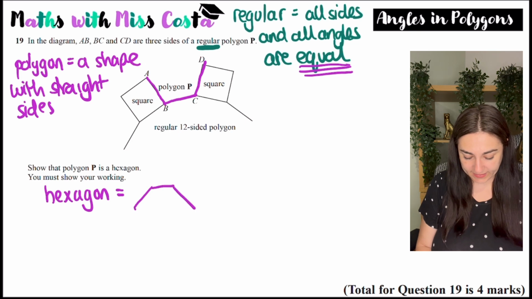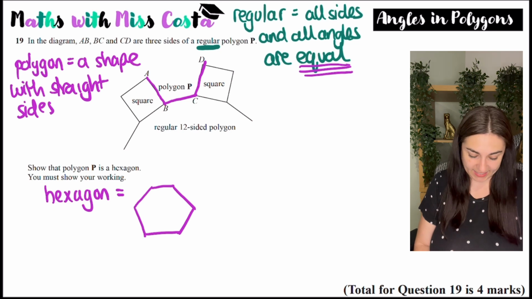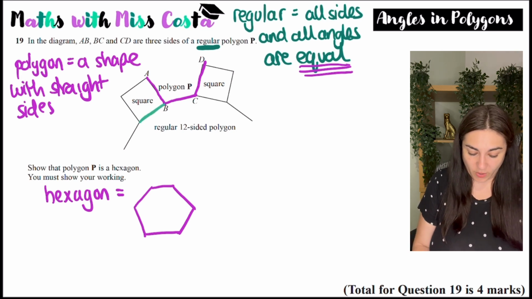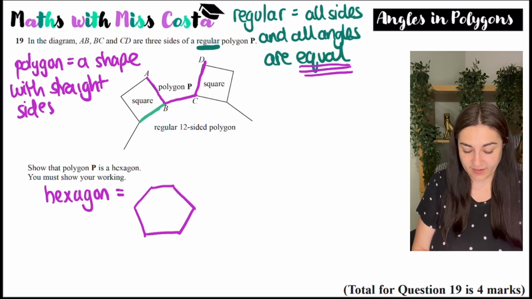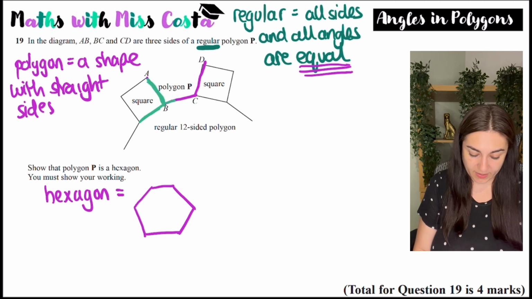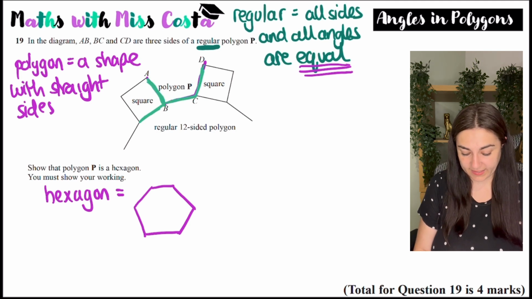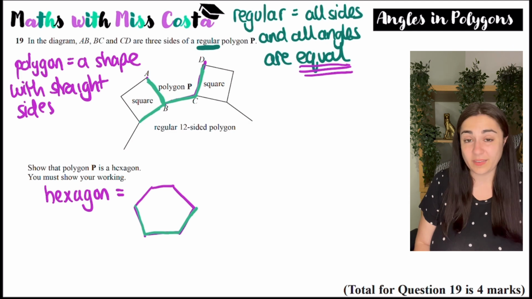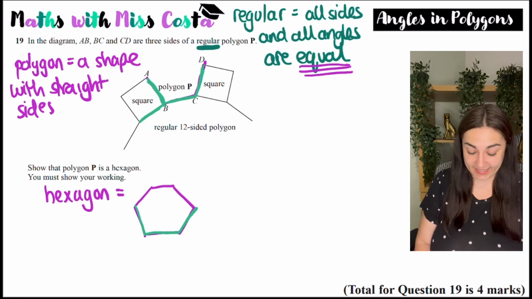A hexagon has 1, 2, 3, 4, 5, 6 sides, and well, it doesn't actually say it's going to be a regular hexagon, but it would be, because over here, this side is the side of the square and the polygon over here, the 12-sided polygon. So it means that this side, and this side are all equal. So I know that I'm dealing with a regular hexagon. So a hexagon, I can figure out what the angles inside a hexagon must be.